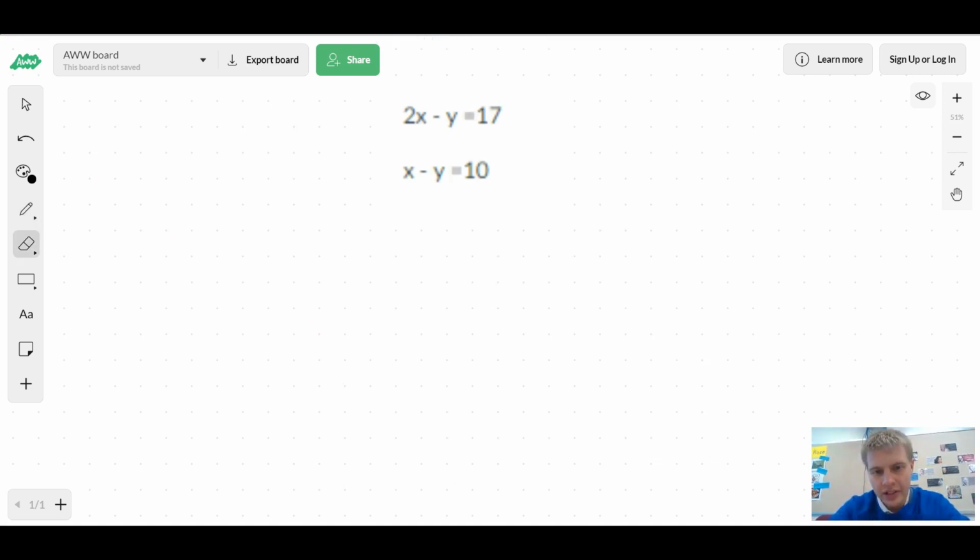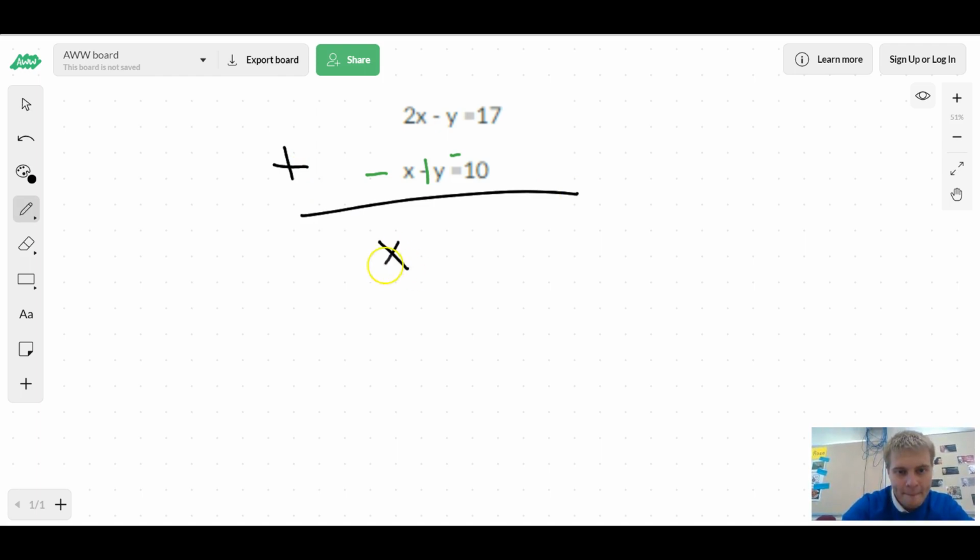So we have another elimination problem. With this elimination problem, here's what I would do: the bottom you can fix by just changing the signs. So I'm going to just flip the signs through, and I'm just going to add. So we're going to add straight down. The x's give me nothing, and that's going to give me 7.